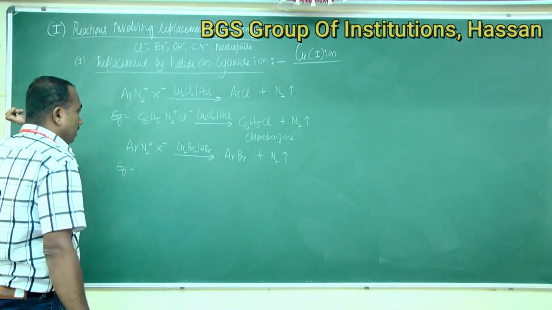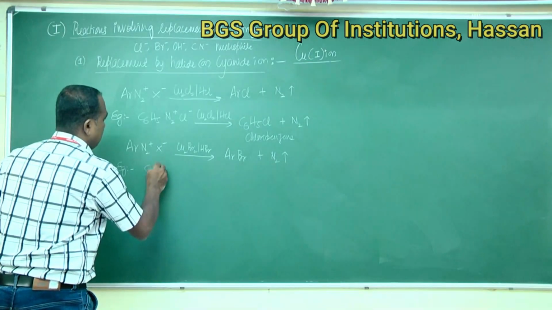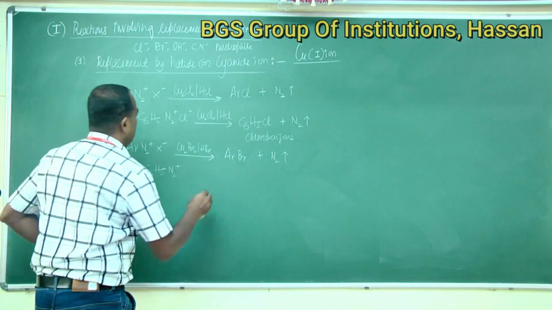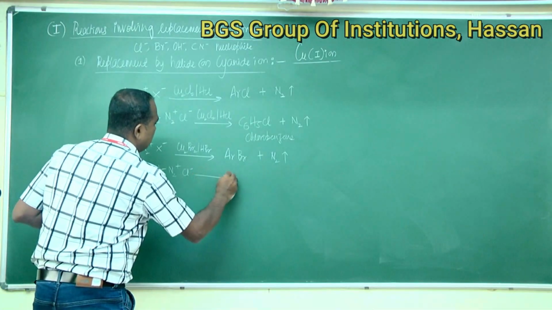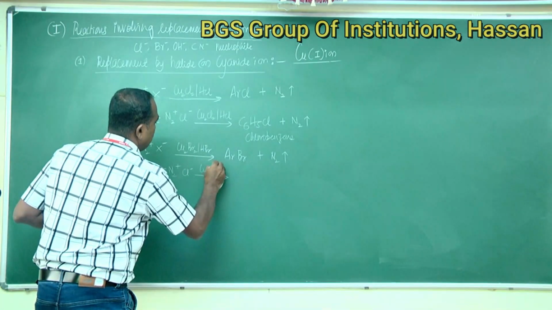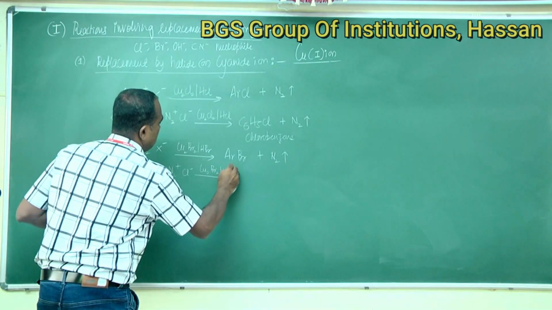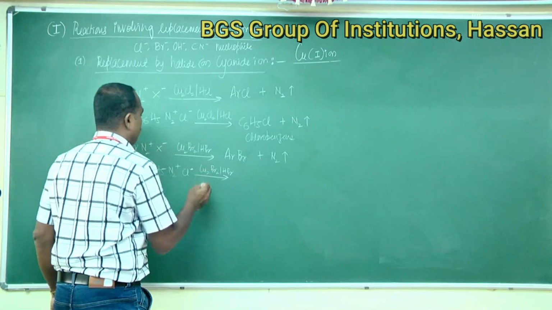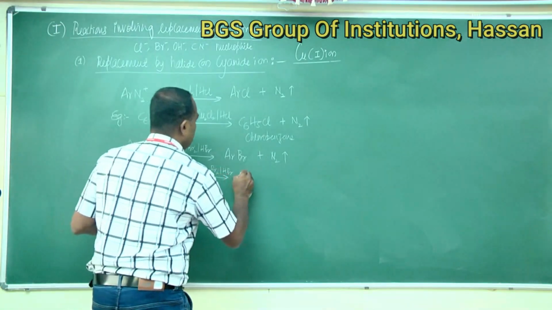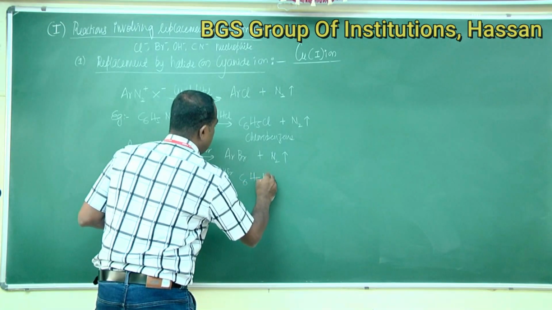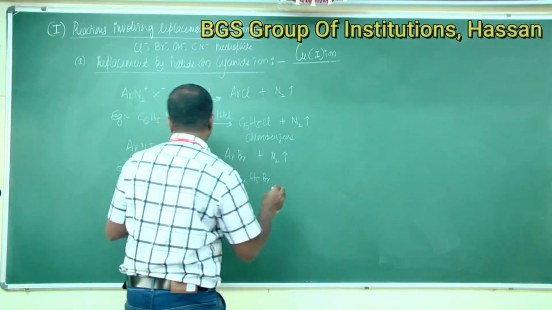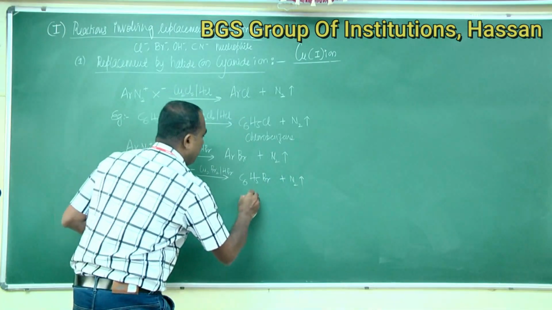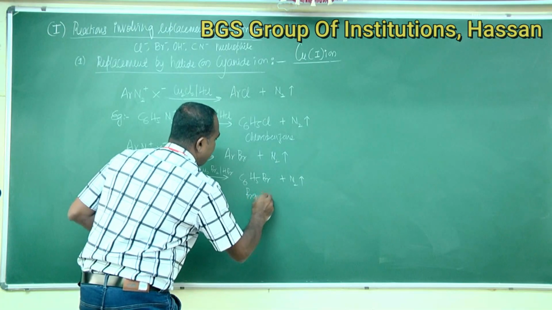Example for this reaction is C6H5N2 plus Cl minus on treating with Cu2Br2, cuprous bromide, in presence of hydrogen bromide, gives C6H5Br plus N2 gas. So you are going to get bromobenzene.